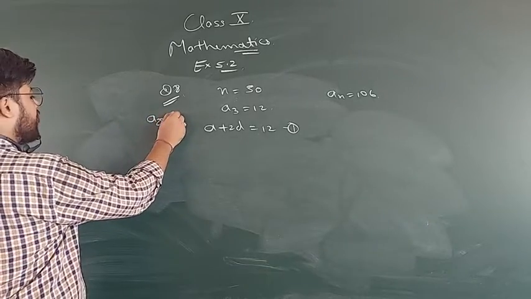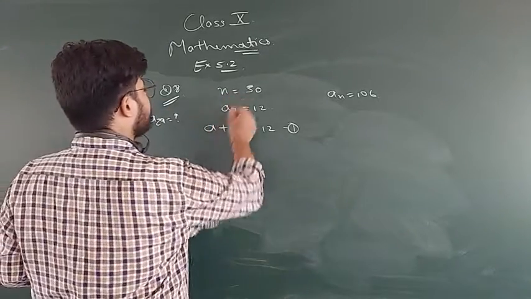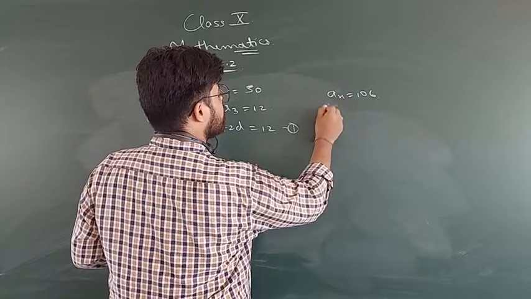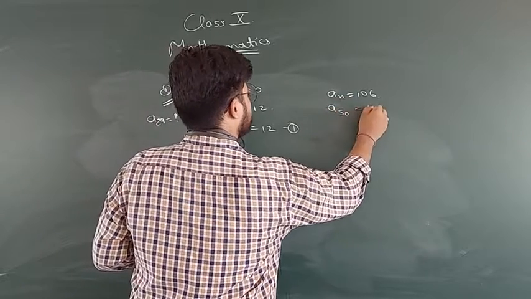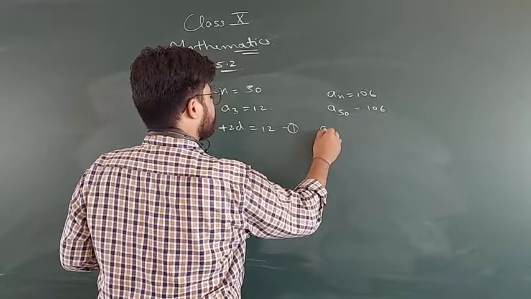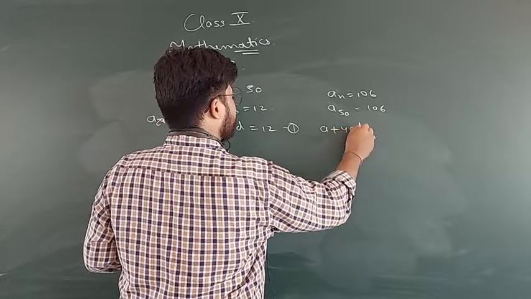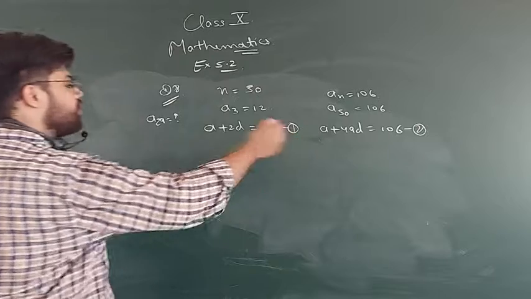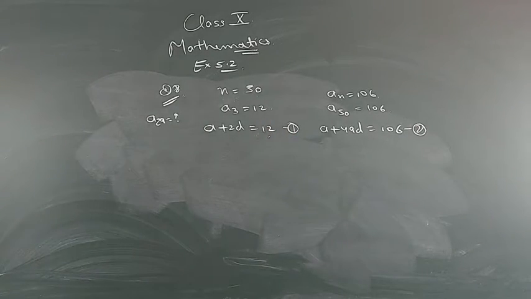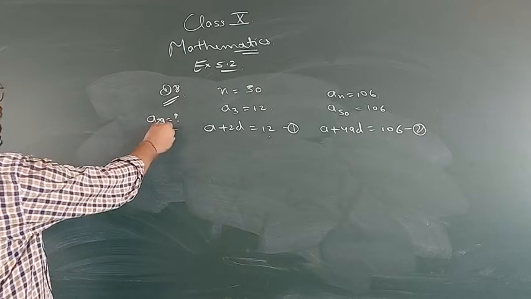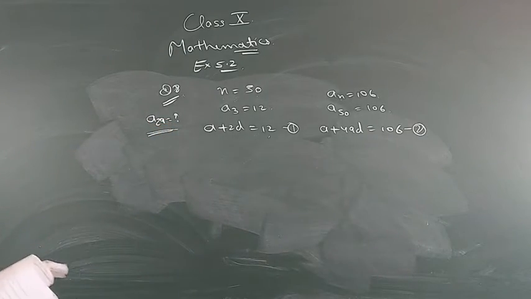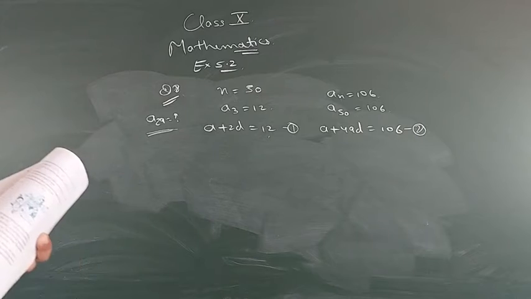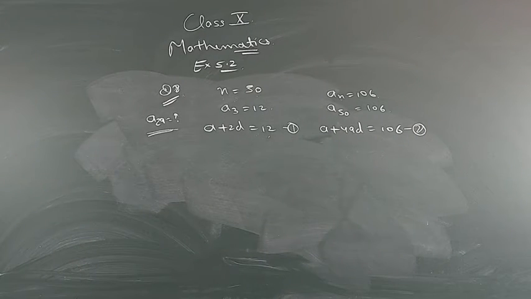Now how many terms are there in total? n is 50. A50 is given as 106, and A50 is A plus 49D is equal to 106, and this is your equation number second. Now solve first and second same as the previous question. Find the values of A and D, and after that find the 29th term. The 29th term means A plus 28D, and you will get the answer. A very easy question.